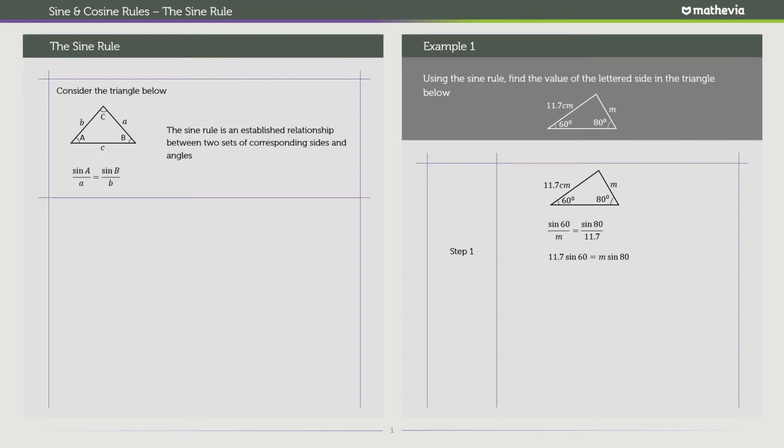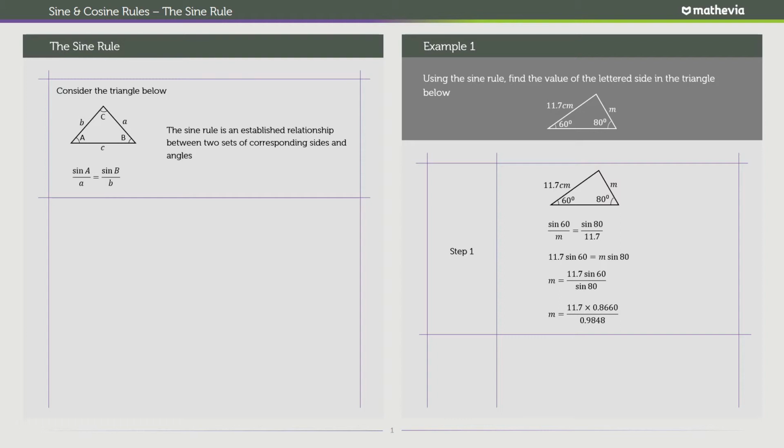So we have 11.7 sine 60 equals m sine 80. And then we divide both sides by sine 80 to have m. Okay, and then we're left with m equals 11.7 sine 60 divided by sine 80. And when you work that out with your calculator, you should end up with m as that, basically. So yeah, that's it. Very simple.